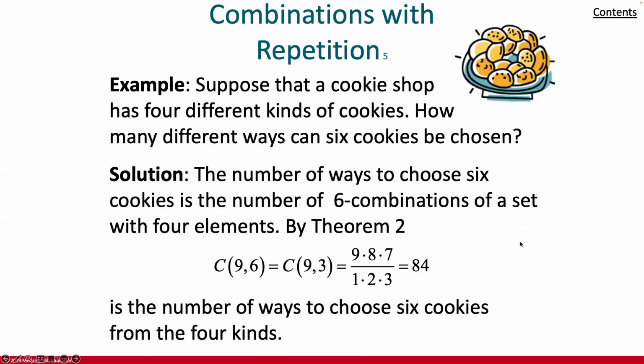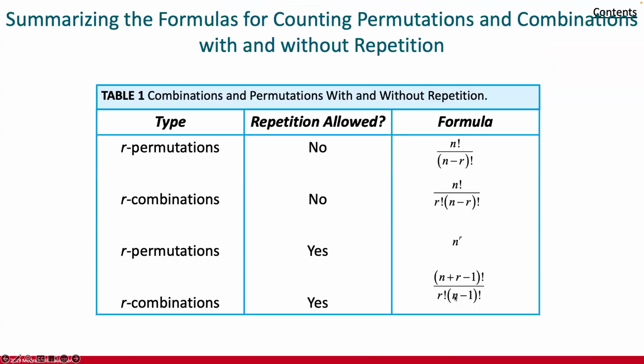Here's another example. Suppose that a cookie shop has 4 different types of cookies. How many different ways can 6 cookies be chosen? Here we have C(9,6), which is also equal to C(9,3), and that gives us a total of 84. You might remember this when it came up before, where there are a couple of situations where they end up being that way.